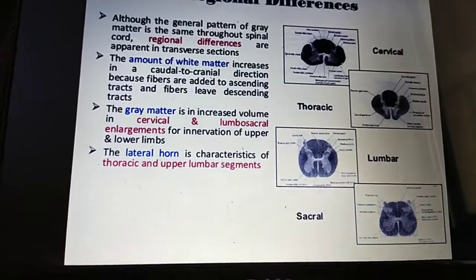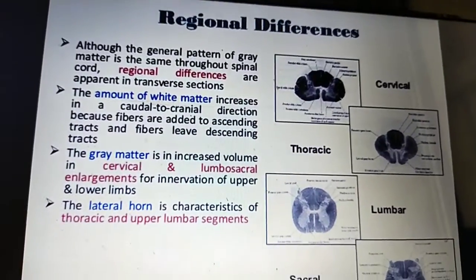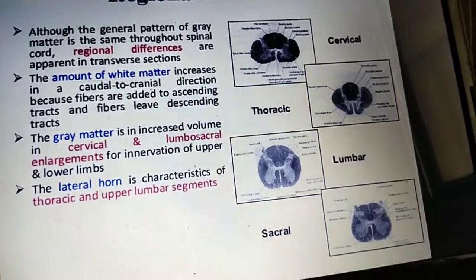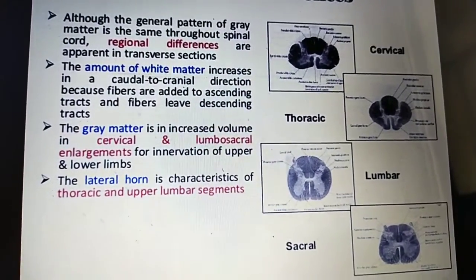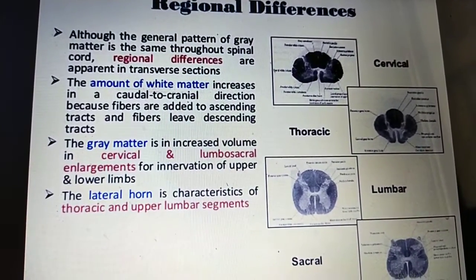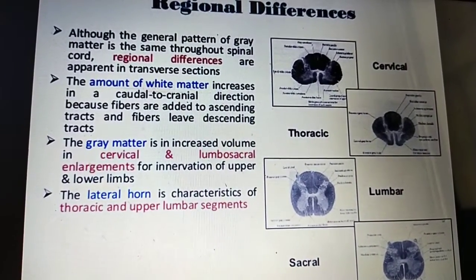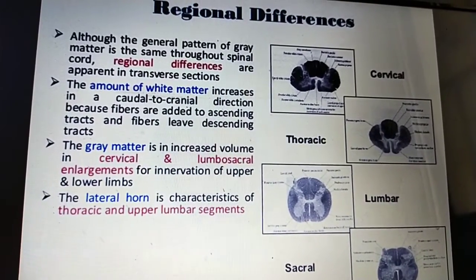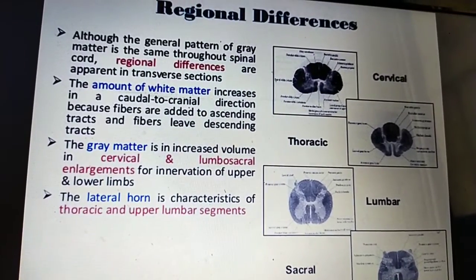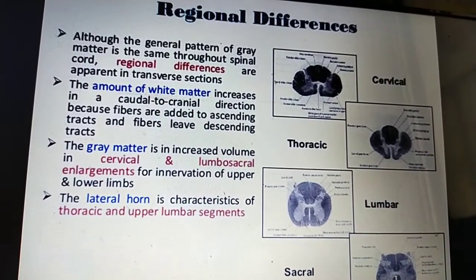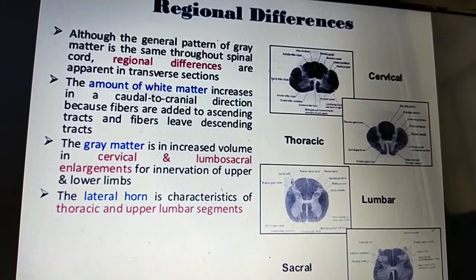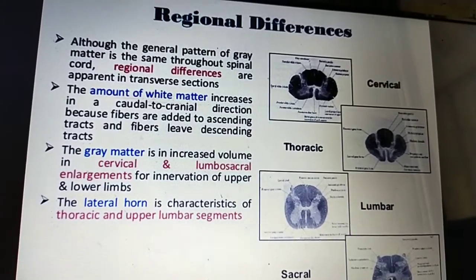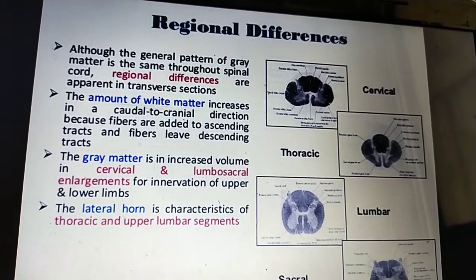The regional difference of the spinal cord cross sections. Okay, cervical is different, thoracic is different, lumbar is different, and sacral is different. Although the general pattern of the gray matter is the same throughout the spinal cord, regional differences appear in the transection. The amount of white matter increases in a caudal to cranial direction because fibers are added to ascending tracts and fibers leave descending tracts.